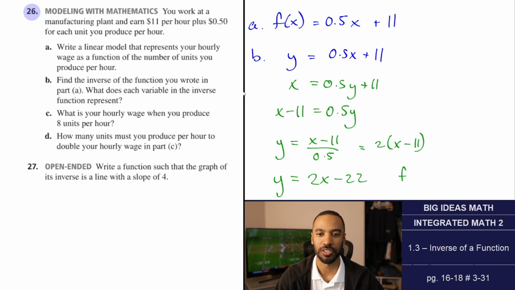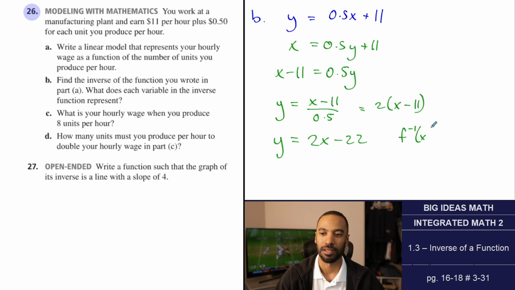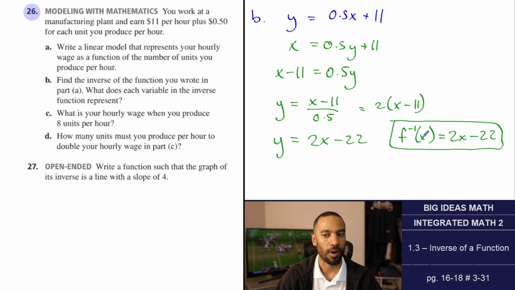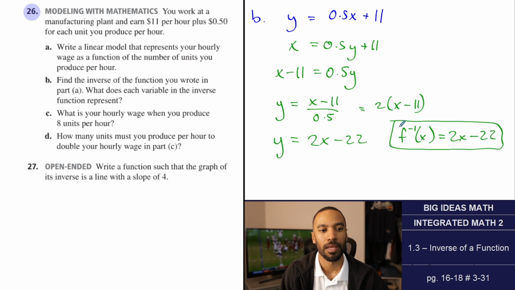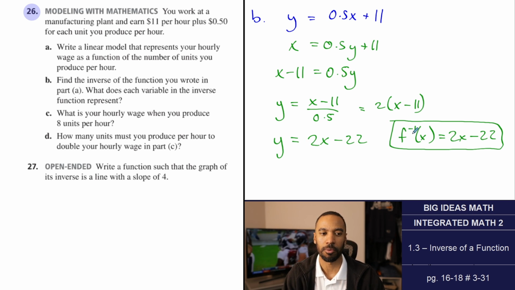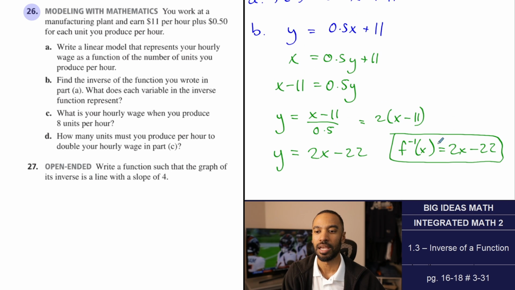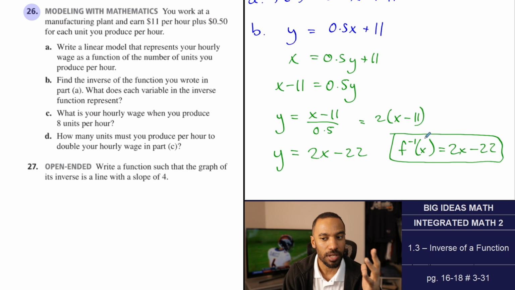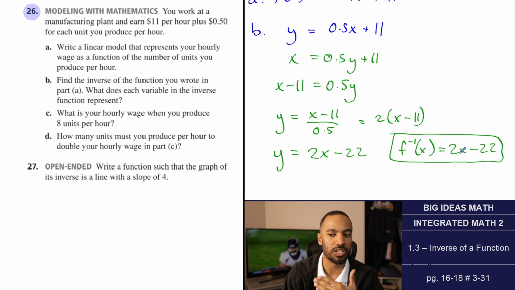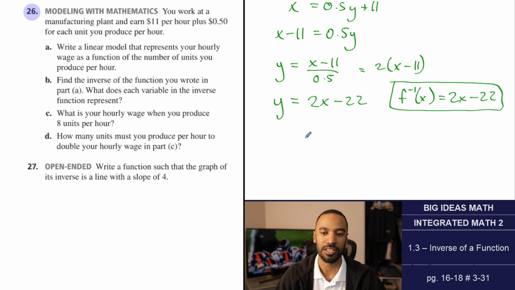So the inverse, that's my favorite way of writing this version right there. The y, the inverse of, however you want to put it. So find the inverse. What does each variable in the inverse function represent? This time we swapped what was the input and output. The inverse now tells you how many units you would produce if you earned this many dollars. So now x is the hourly wage.